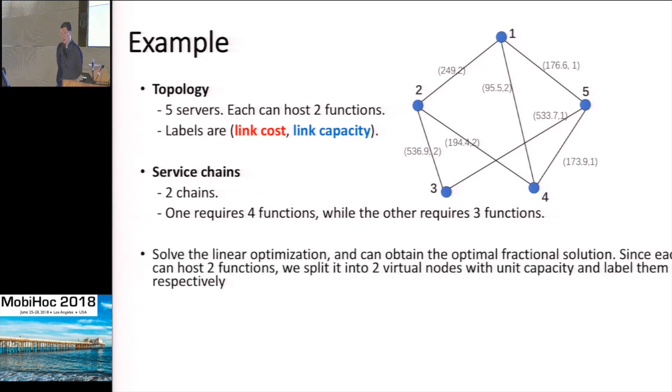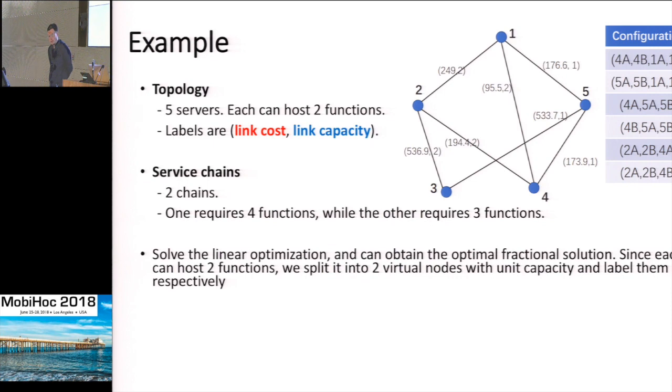I can use our method to solve the linear optimization and obtain the optimal fractional solutions, and each node can host 2 functions. Here I have 2 configurations. If you look at the first row, I have 4A and 4B. The first 2 rows mean I use 3 functions. What do 4A and 4B mean? The 4 means server 4, and I just mirror it into server 4A and server 4B.